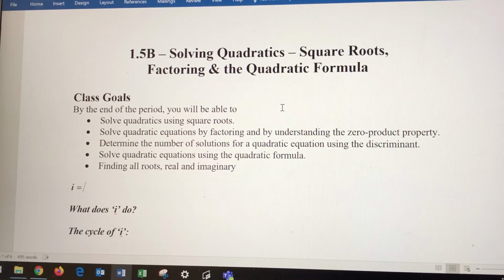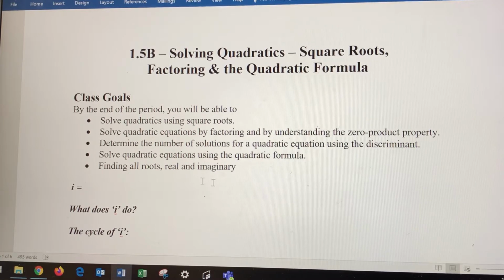Anytime you solve quadratics, there's a possibility that you're going to end up with a negative number underneath the radical at some point, okay? And in order to work with that, we're going to have to use i for imaginary numbers, okay? So any solution of a quadratic that has i in it, we're going to call those solutions imaginary, or we're going to call them complex. Okay, so let's talk a little bit about i before we actually get into solving quadratics, okay?